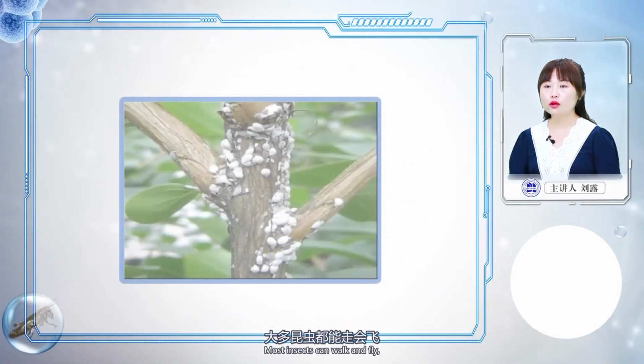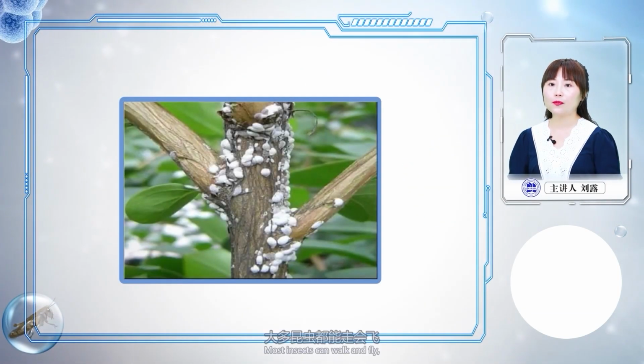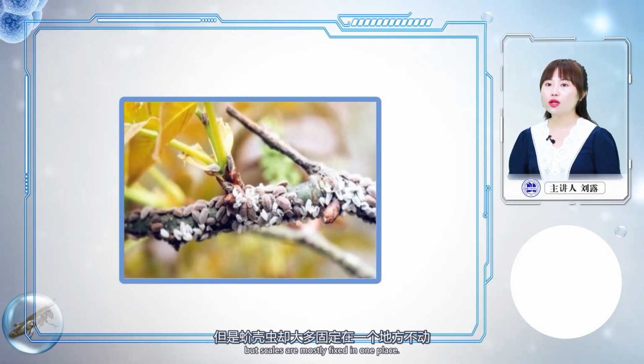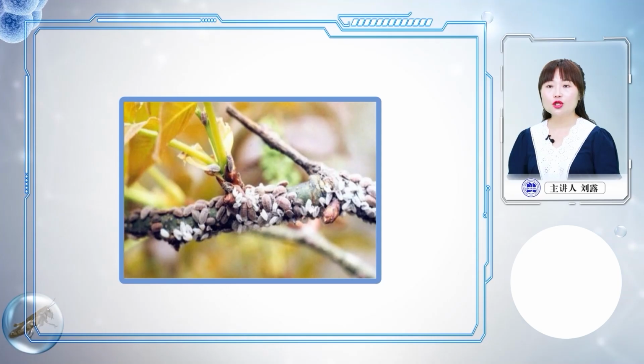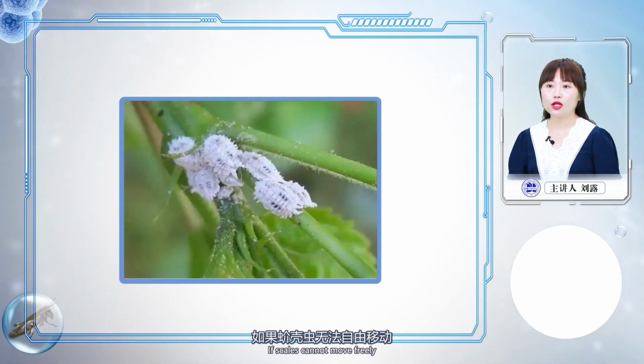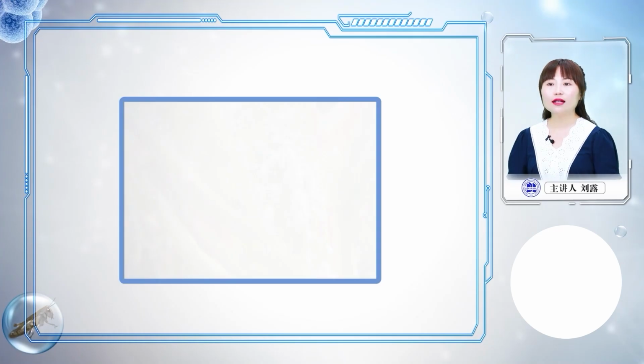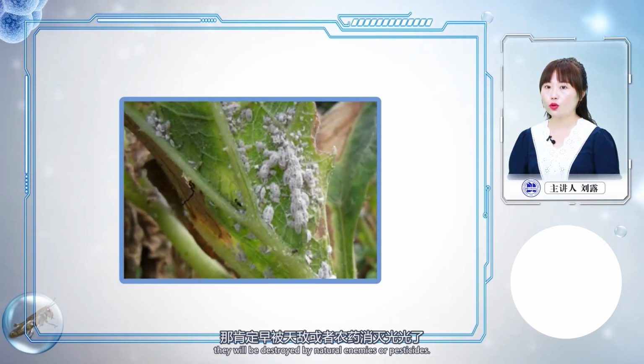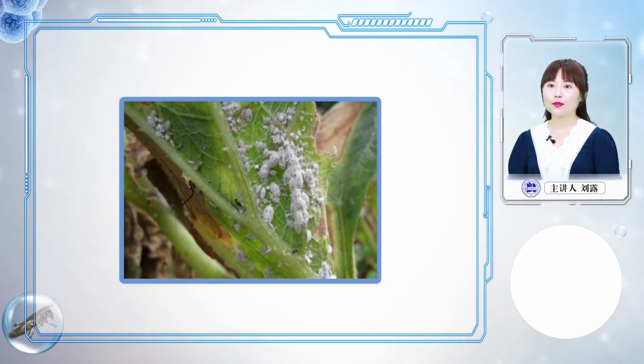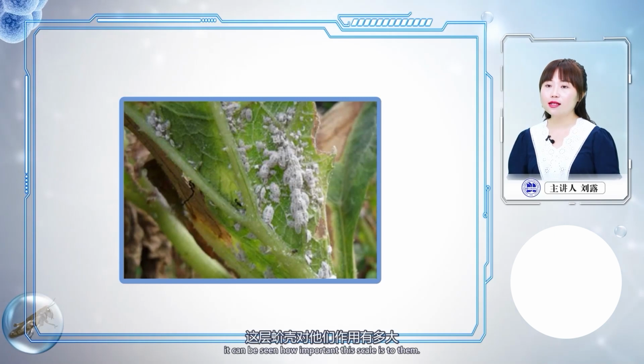Most insects can walk and fly, but scales are mostly fixed in one place. Think about it. If scales cannot move freely and are not protected by the scale, they will be destroyed by natural enemies or pesticides. Therefore, it can be seen how important this scale is to them.